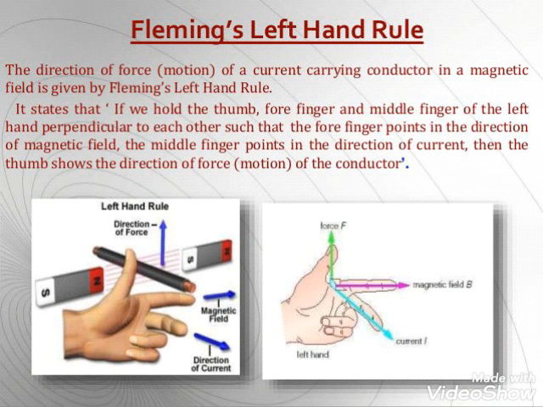Is it going upwards or downwards? If you apply this rule by seeing this diagram, you will find that your thumb is pointing in the upward direction. That means this wire or this conductor would be deflected upwards. So by using this rule, you can find the direction of force on the conductor when it is placed in a magnetic field.